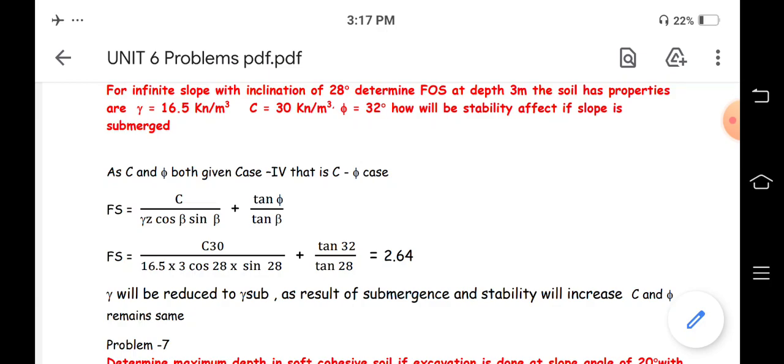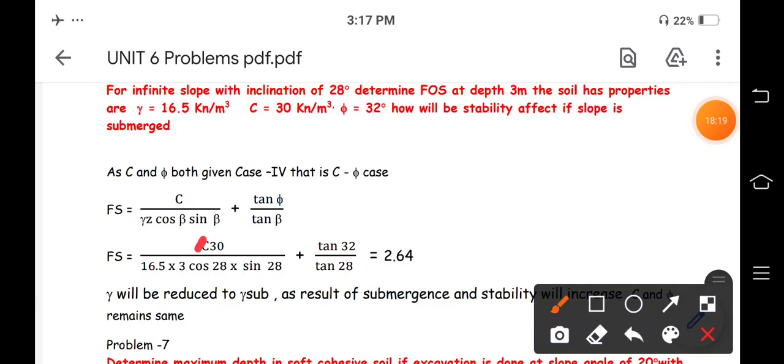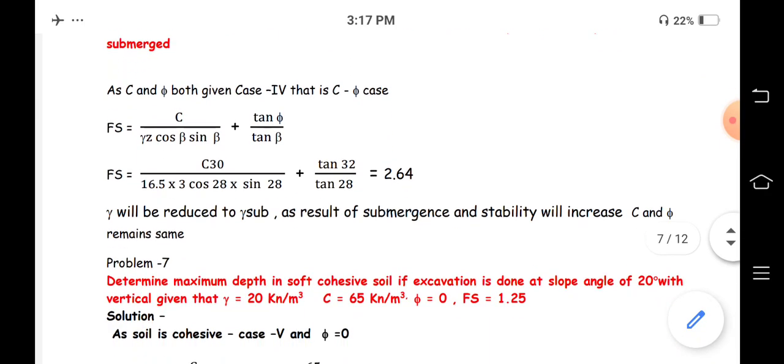So value of c equal to 13 upon gamma. Value of gamma is 16.5 into 3 into cos of beta, cos of beta, where beta is the slope inclination, that is 28, into sin of 28, plus tan of phi, that is the angle of internal friction 32, upon tan of 28, that is 2.64.